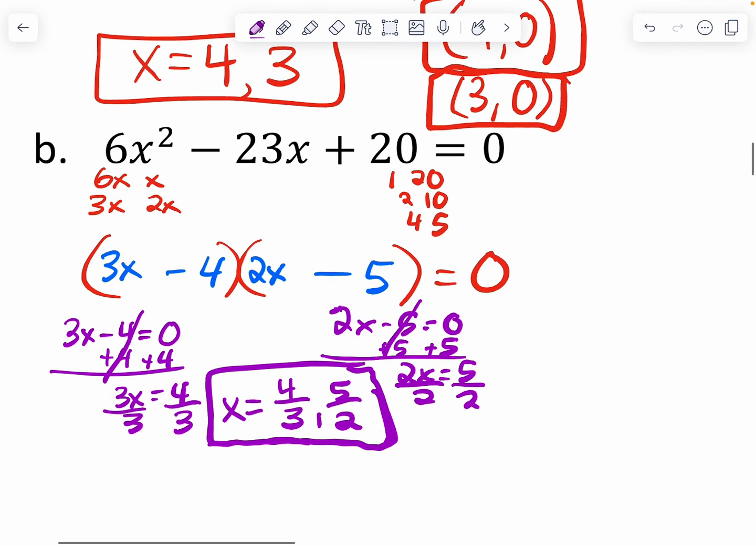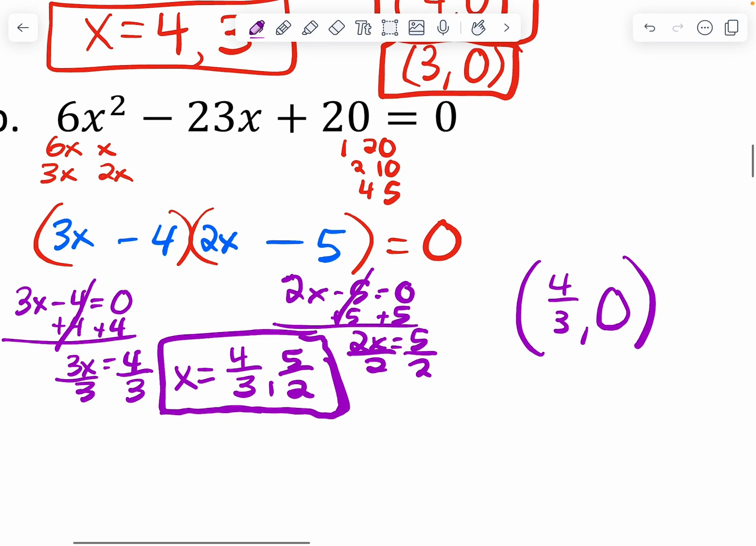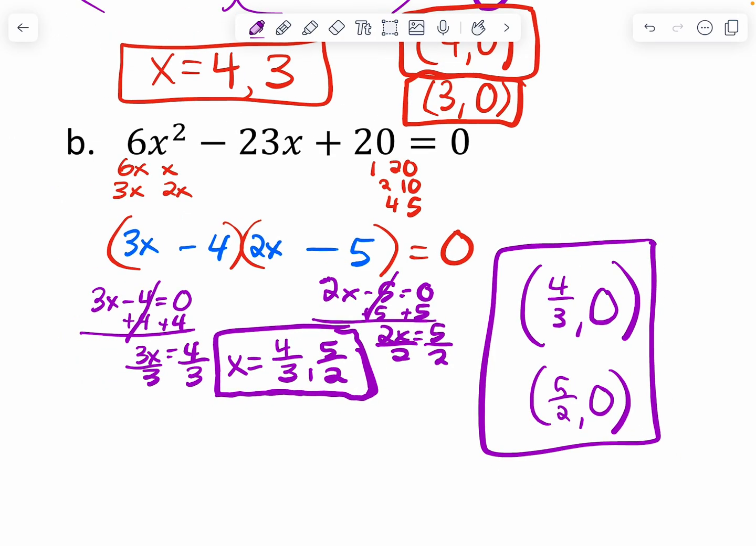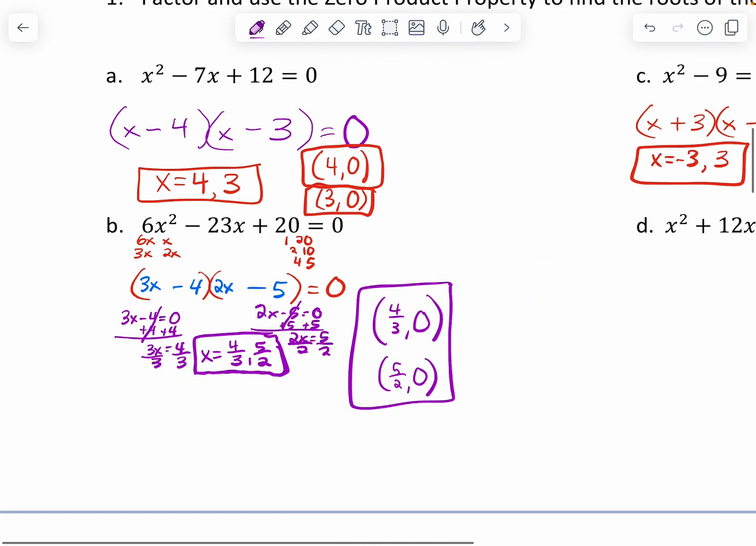What that means on the graph is when y is 0, x is 4/3. And another point when y is 0, x is 5 over 2. So either way you write that is fine by me. We're going to talk about what that looks like on the graph here in a minute.